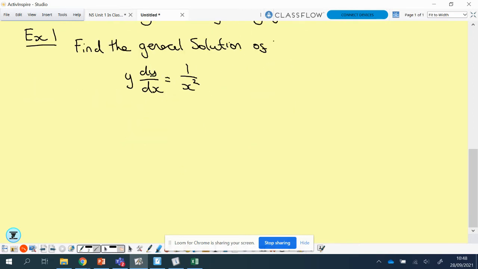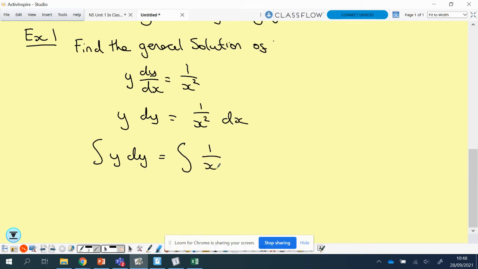If I split them up so I get all the x's on the right hand side, if I move this dx over here, that becomes y dy equals 1 over x squared dx. Remember we need to integrate this, so we're going to integrate the left hand side with respect to y and the right hand side with respect to x. Now when we integrate and there's no limits, we're going to get a constant plus c.